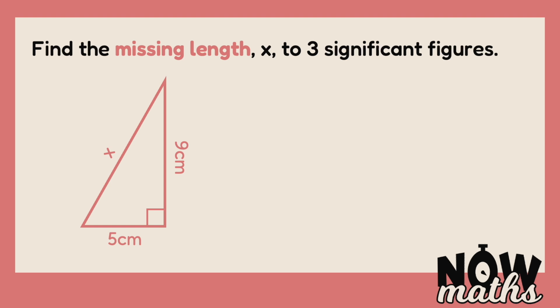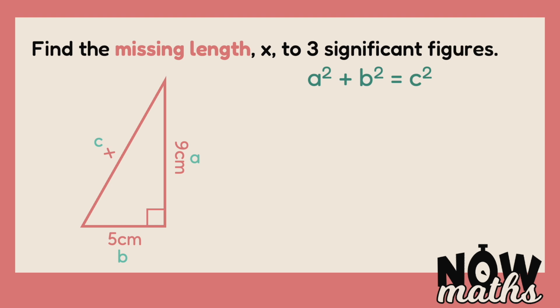We label the sides A, B and C first. The hypotenuse is the side opposite the right angle, which will be the side with the x on it. And then A and B are the other two sides, which we can label in whichever order we like. We then write down Pythagoras' theorem, which is that a squared add b squared equals c squared. And then we substitute our values of a, b and c from the diagram into Pythagoras' theorem.